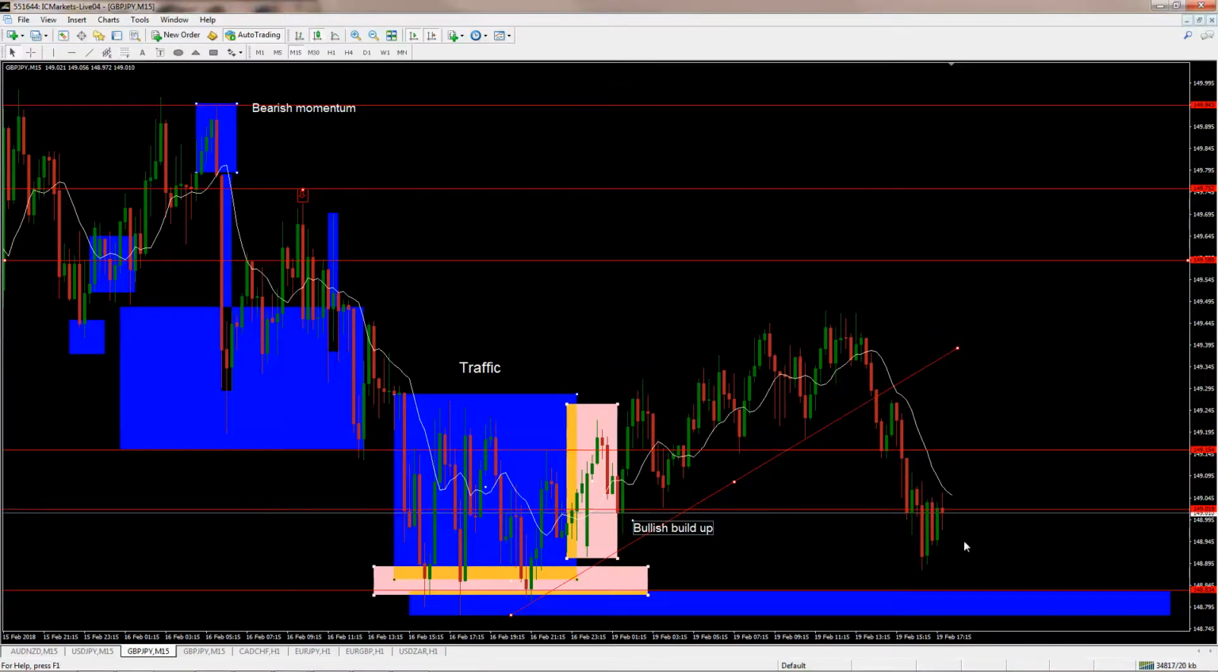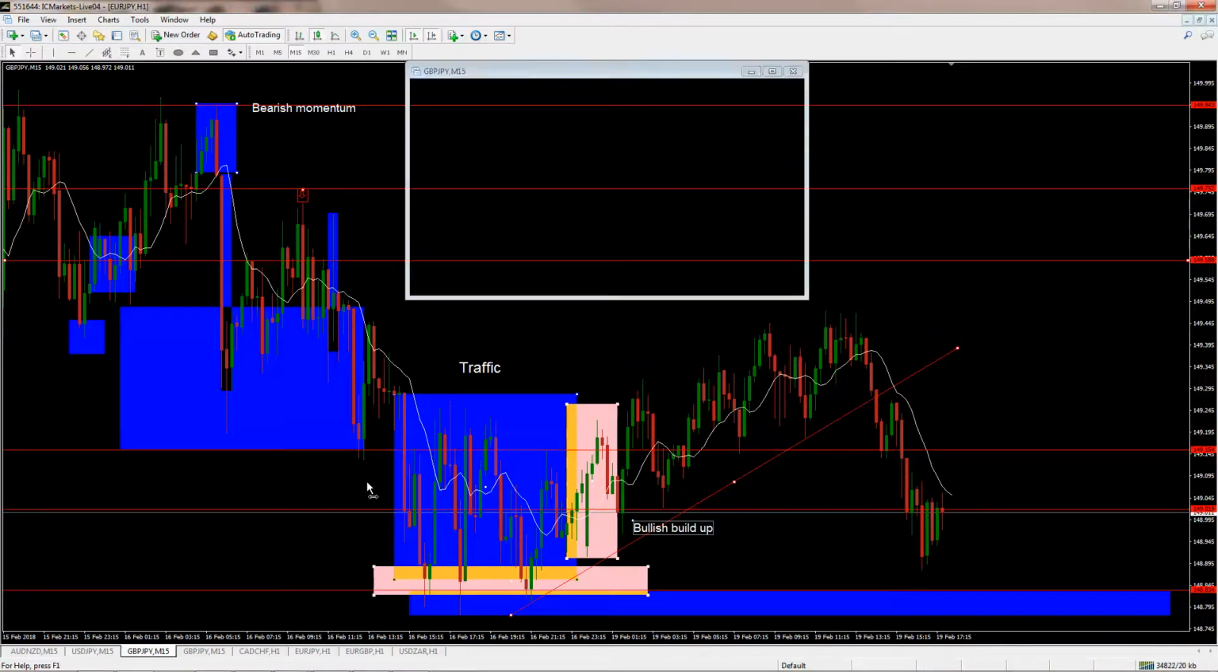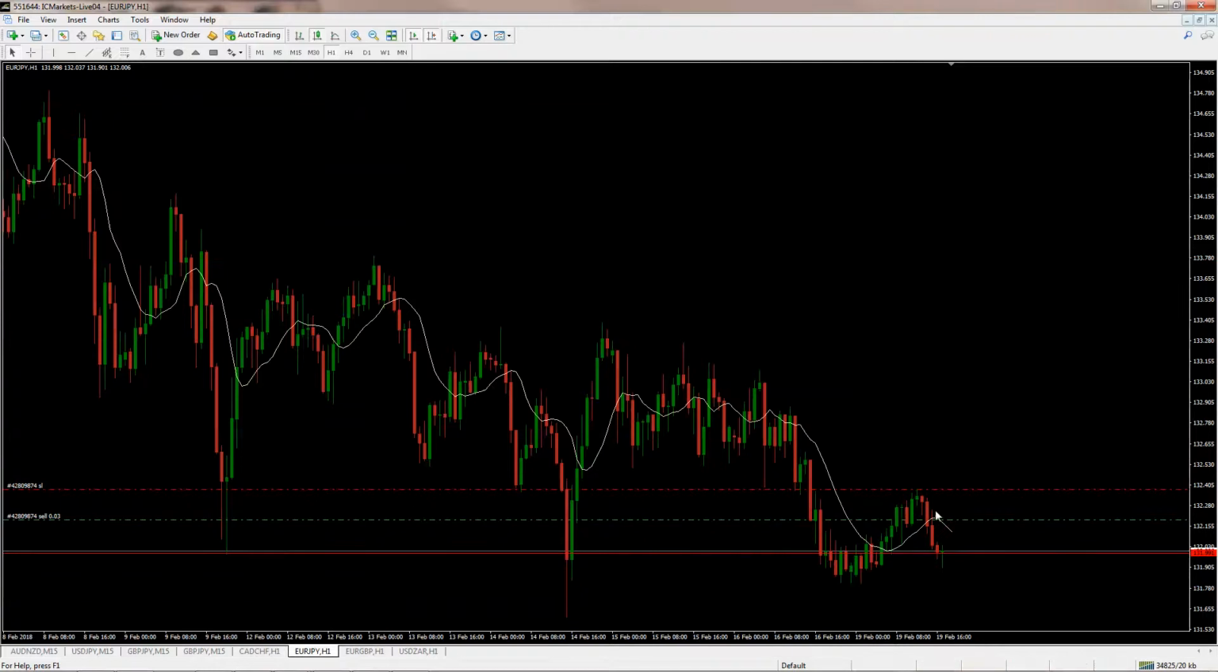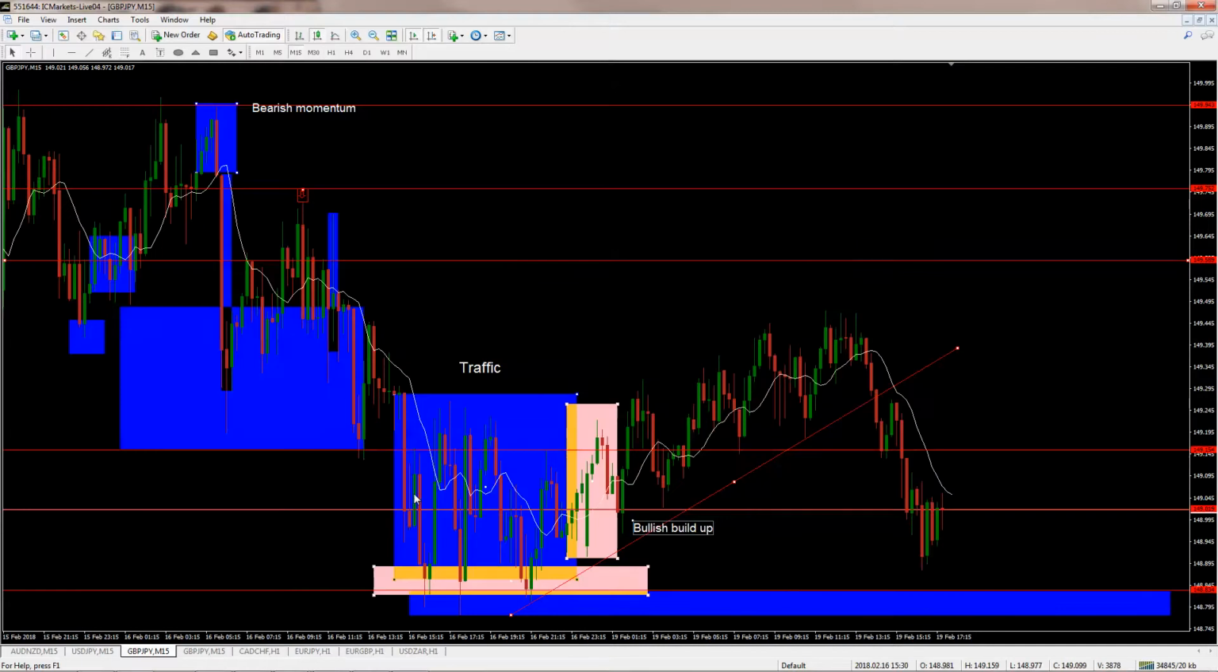I didn't enter this one. I entered Euro JPY. As you can see, it's forming a lot of suspicious candles here, so I will look at it. If it doesn't hit my stop loss, I won't go out. If it goes down, I'll trail my stop going down.